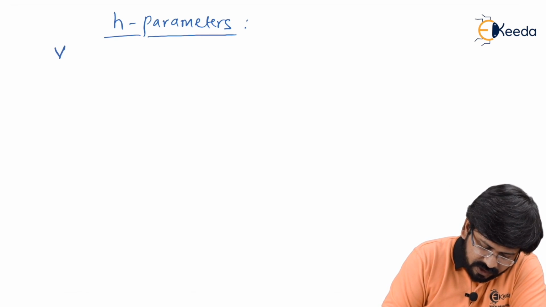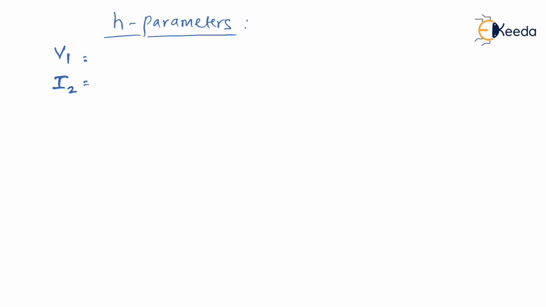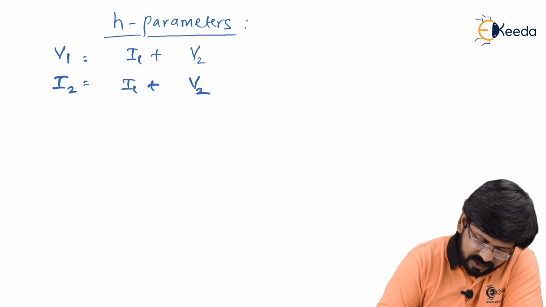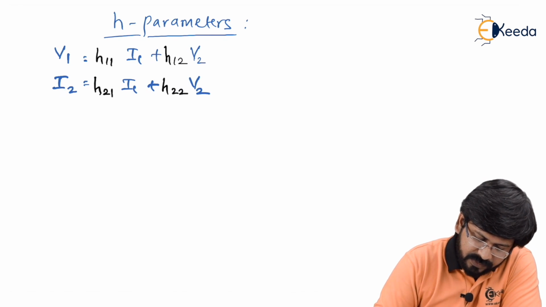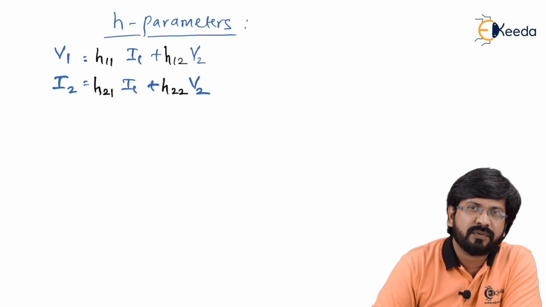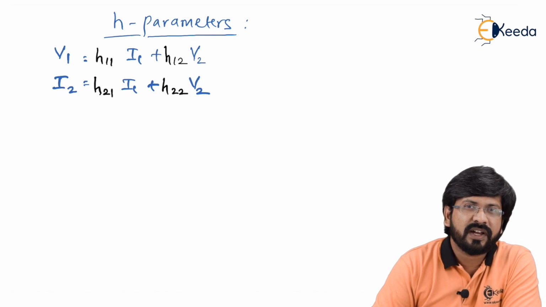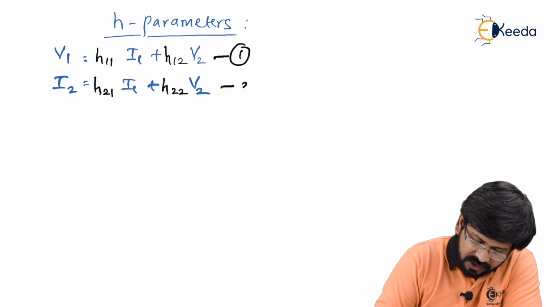H parameters, V1 and I2 were functions of I1 and V2. And since it belongs to H parameters, I will say it is H11 here, H12 here, H21 here, and H22 here. Now start drawing an equivalent circuit for this. In case you are watching the video, I would request that you pause this video, start drawing it yourself, and then resume the video and see whether you have drawn it correctly or not, because this is the only way you should study this. So let's start drawing this. Refer to this as equation 1 and this is equation 2.